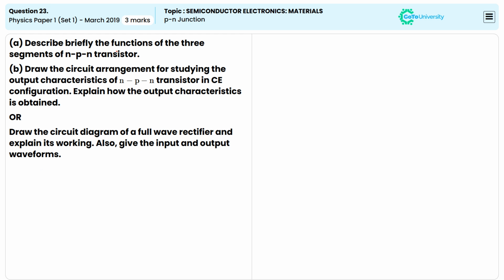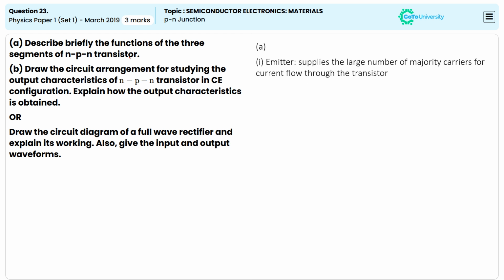Describe briefly the functions of the three segments of NPN transistor. The three segments of the NPN transistor we can define like this. First one is emitter.